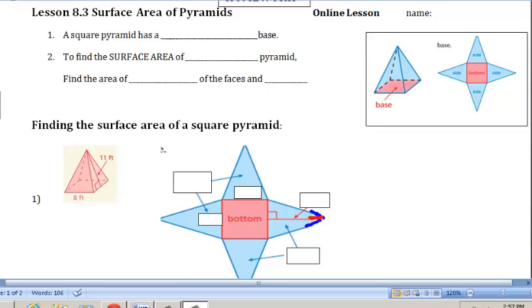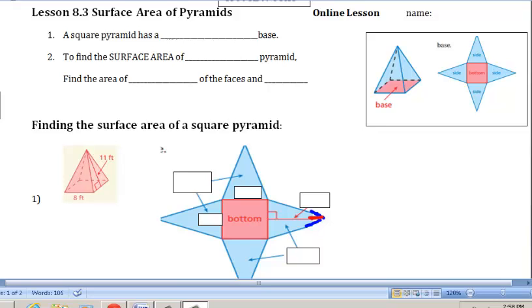This is lesson 8.3, surface area of pyramids, chapter 8. Now, finding the surface area of pyramids is exactly the same as for prisms. The only difference is that we have different types of faces. Surface area just means the total area of all the faces of the 3D figure.